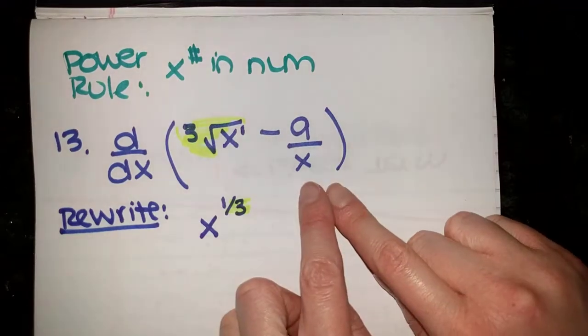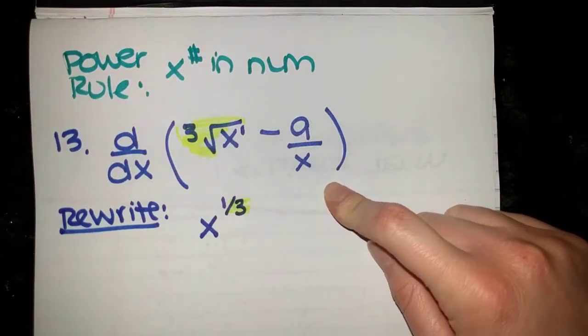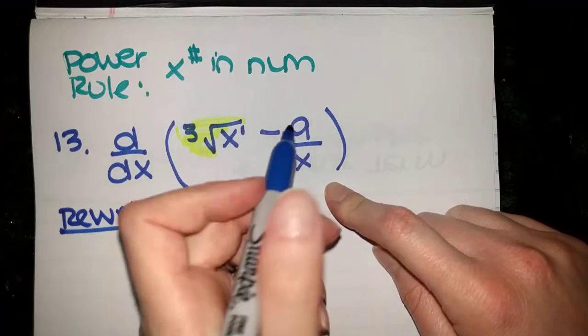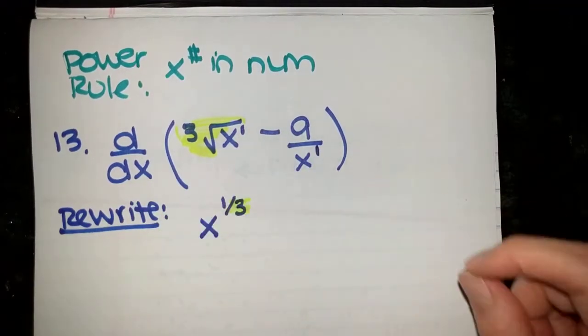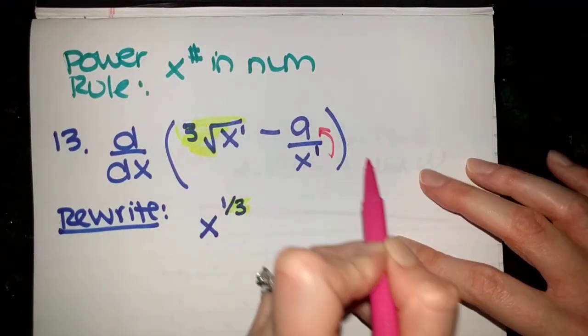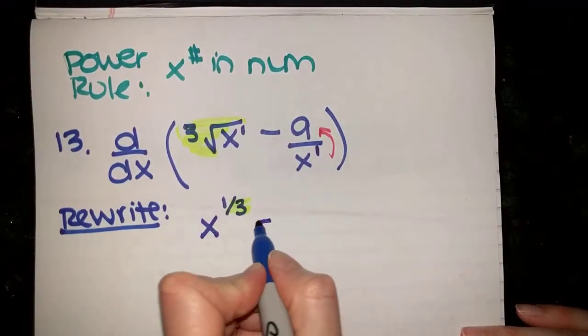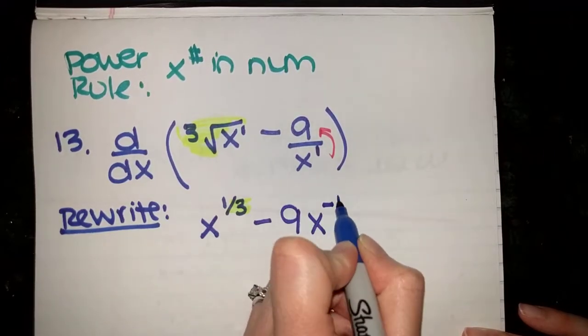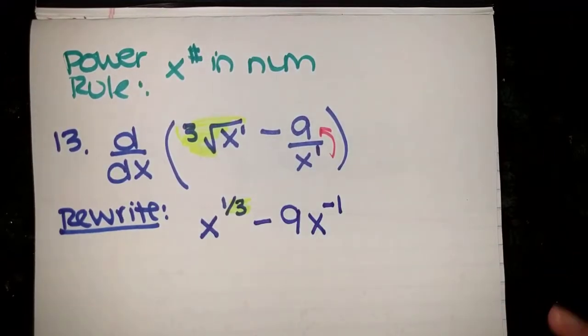Now, the second term is also not in the position of the power rule quite yet because we have an x to the first in the denominator. So what I would have to do is bring up this x to the first, and the way to bring that up, of course, would be to change the exponent to a -1. Okay, now that is just the rewritten problem. That is not the answer.